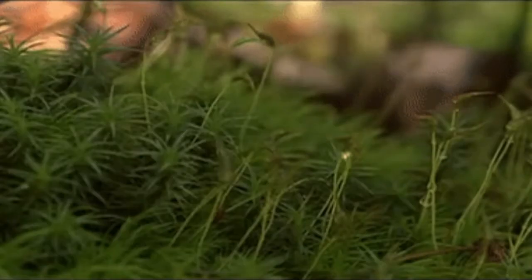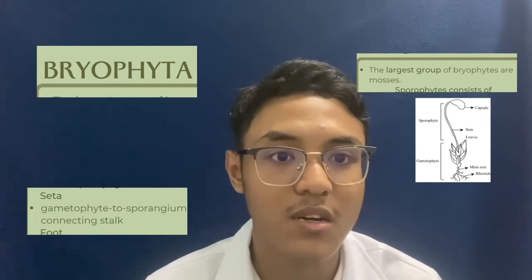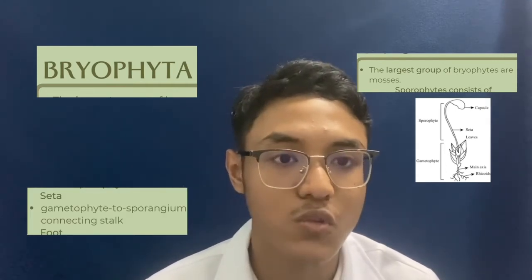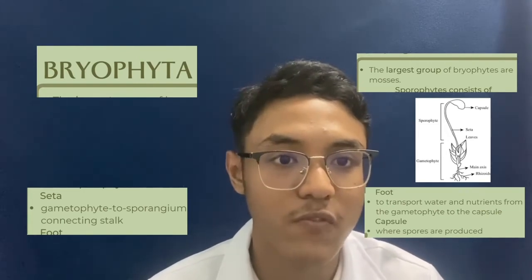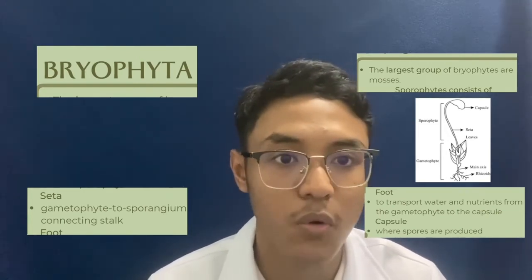Mosses are the largest group of bryophytes. Sporophytes consist of three parts, which are seta, foot, and capsule. Seta is a connecting stalk between gametophytes and sporangium. Foot is what transports the water and nutrients from gametophytes to the capsule, where spores are produced.